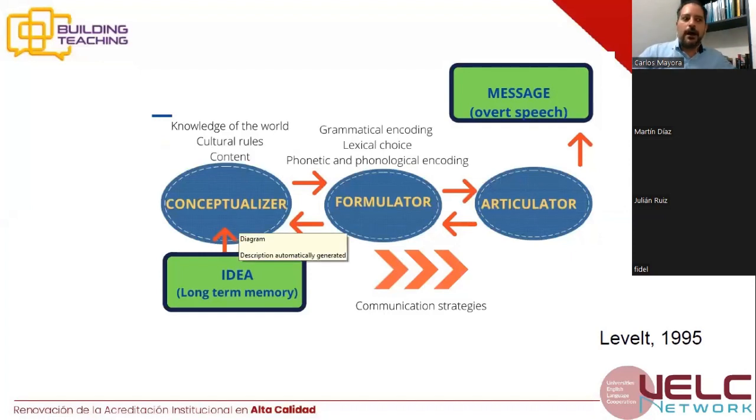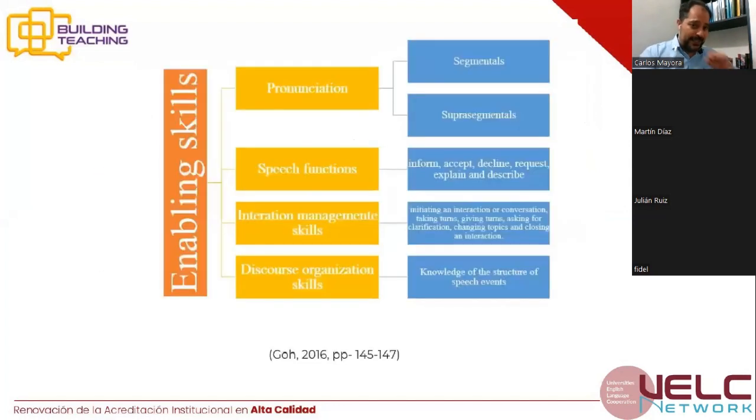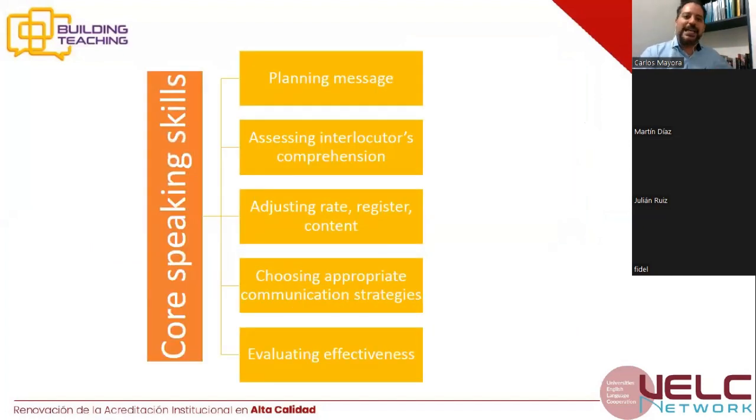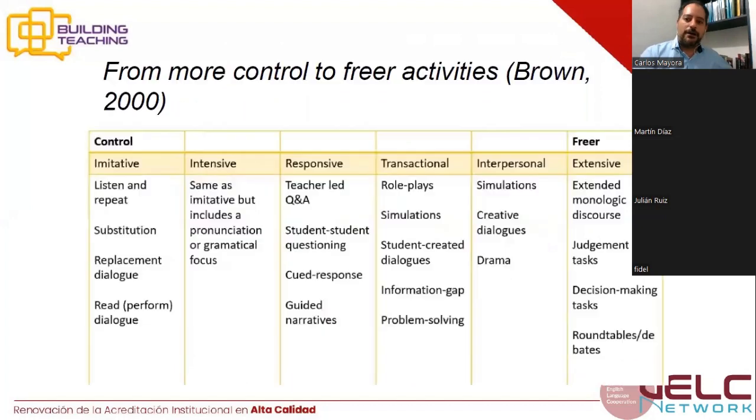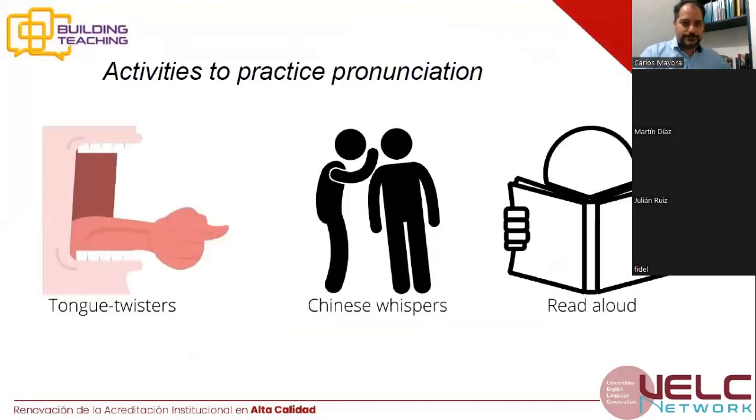So speaking activities based on personal experiences, they are great, they are very useful, but speaking activities in which students actually have, as Martin said, some background information based on reading the news, based on reading a novel or a short story, will lead to richer oral production.